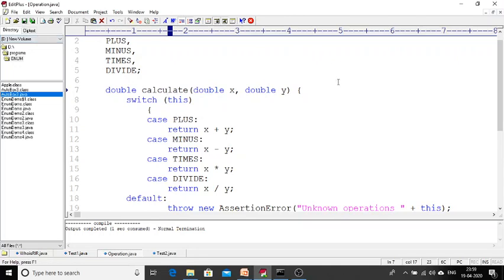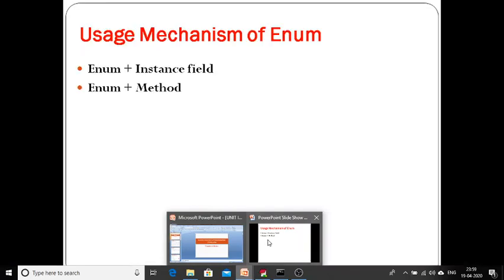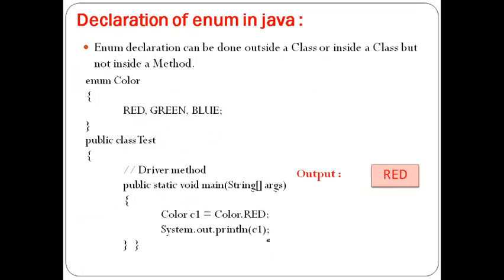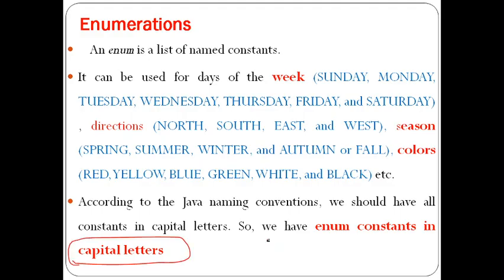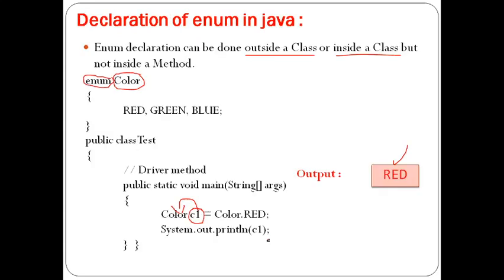Let me again summarize the concepts we have discussed today. Basically, what is an enum? We are going to create a list of named constants. Like in C and C++ programming languages, we can also create them here. But additionally, these enums may contain instance variables, constructors, and methods also. That is the main advantage of the enums.